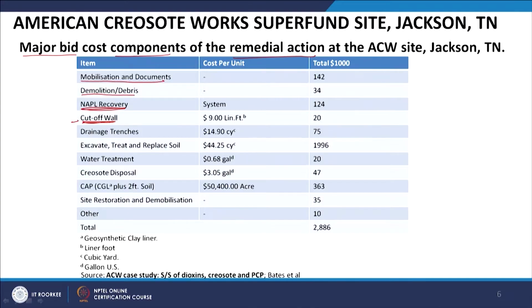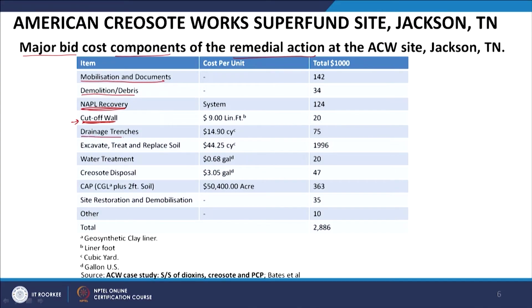If you remember, in one of the earlier examples with respect to remediation of the relevant sediments, we talked about different aspects, and we talked about cutoff walls being used in conjunction with other techniques. So, what is the role here? It is just containment. You do not want this particular contaminant to be transported over a wider distance or area. So, they have a cutoff wall here.